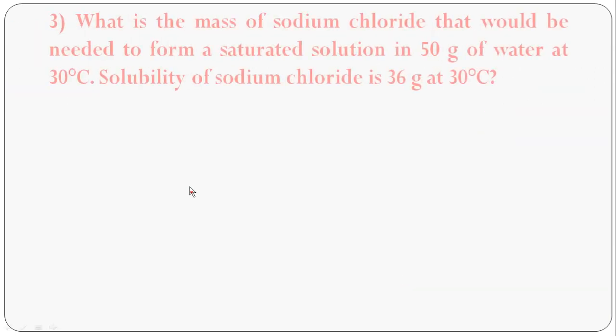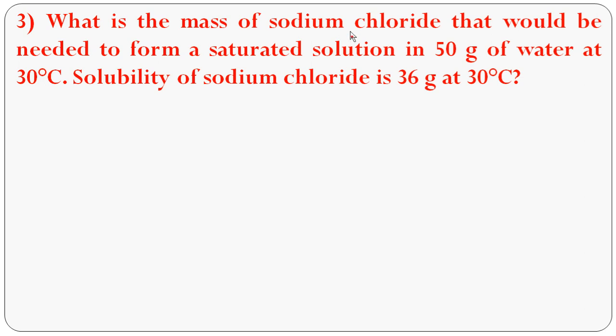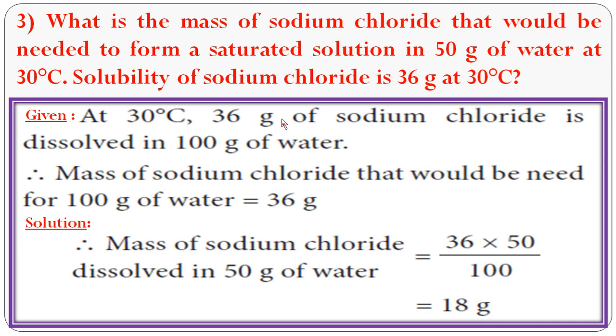Now come to the third problem. What is the mass of sodium chloride, NaCl, that would be needed to form a saturated solution in 50 gram of water at 30 degrees Celsius? Solubility of NaCl, sodium chloride, is 36 gram at 30 degrees Celsius. So, what is given? Solubility of sodium chloride. Solubility means in 100 gram, the 36 gram of NaCl is dissolved in 100 gram of water. That is given in the question.